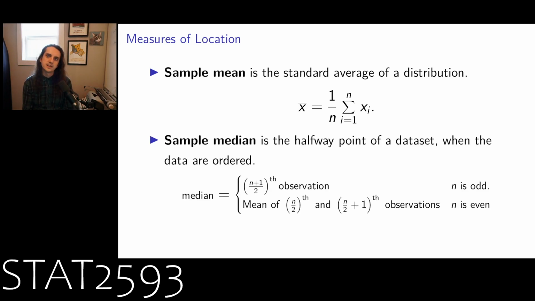We could also think about doing the sample median. This is going to be the halfway point of a data set if you were to order the data. This is going to depend on whether we have an odd number or an even number of data points. If you have an odd number, there's some exact middle of your data.